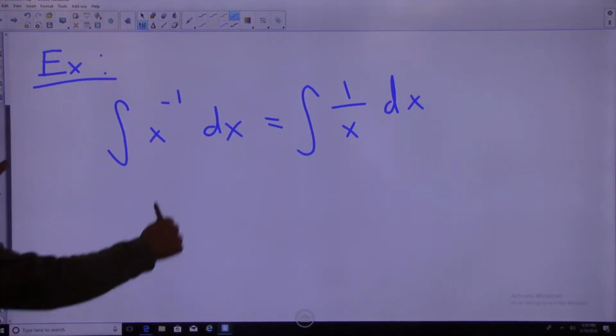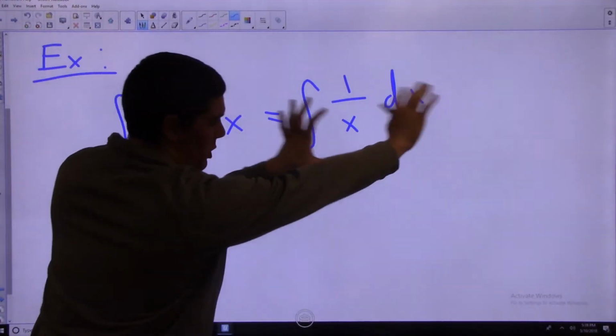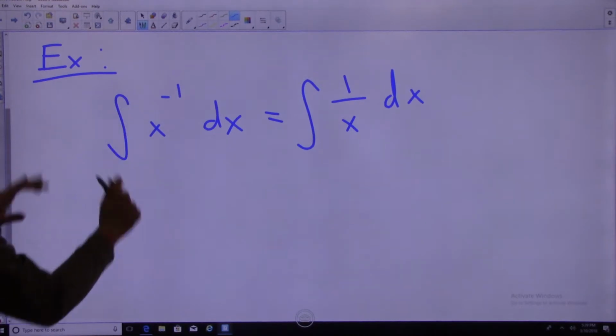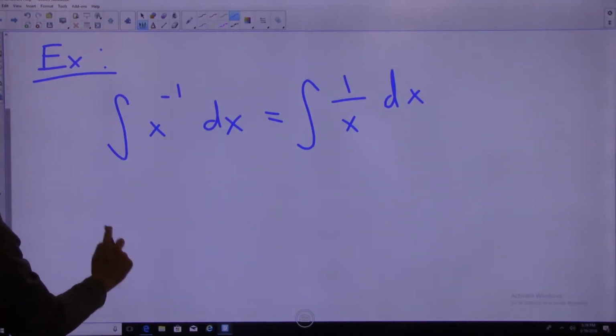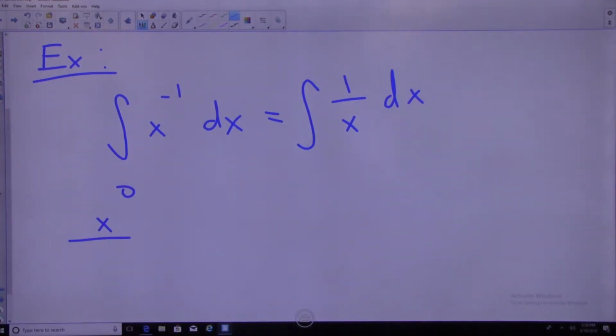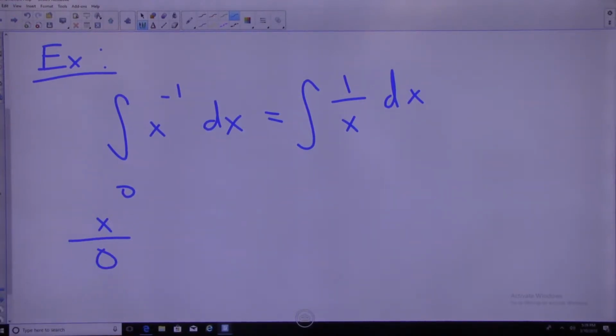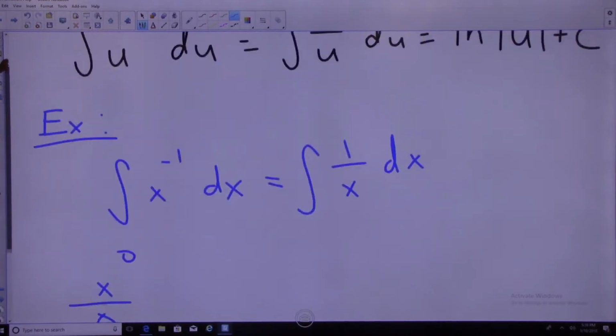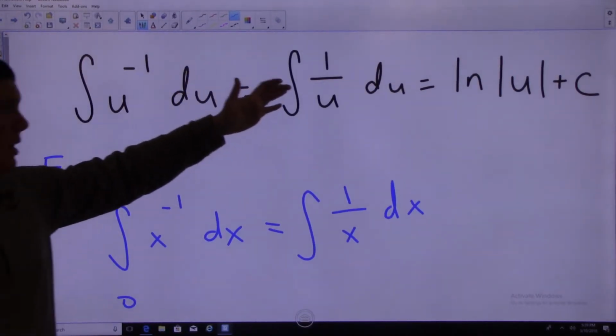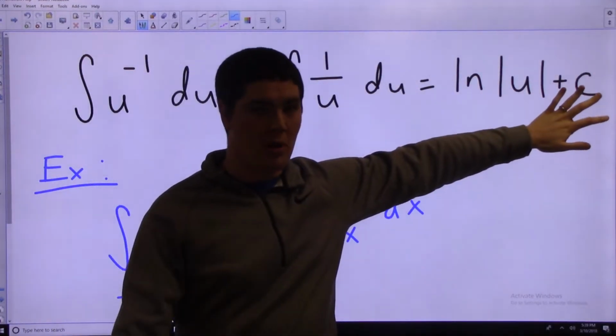Don't worry about this guy right now. We'll look over here on the left side. If we add 1 to the exponent, it's going to give us x to the 0. But now, what if we divide by the new exponent? Well, the new exponent is 0. So if we divide by 0, that's bad, isn't it? We can't divide by 0. It's undefined. But there is still an integral. You can still differentiate here. And so we have to use this formula.